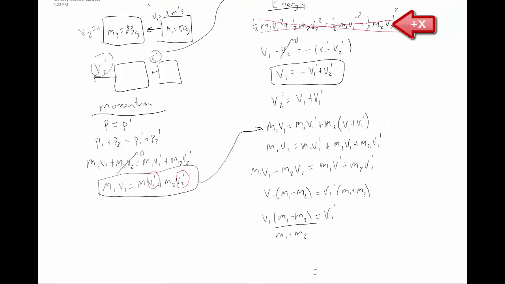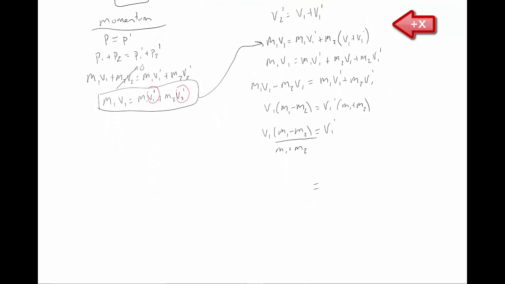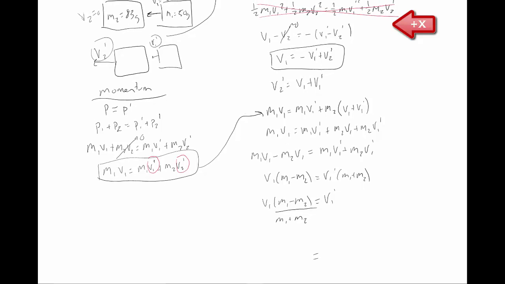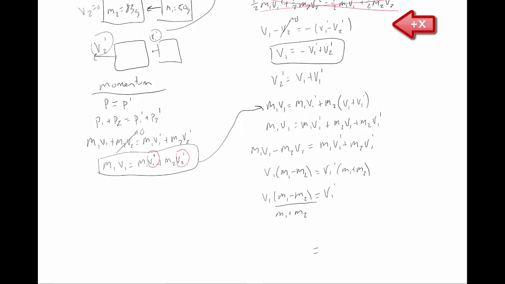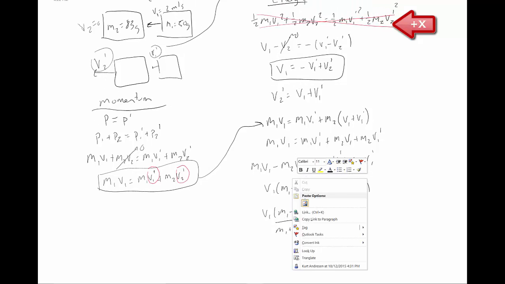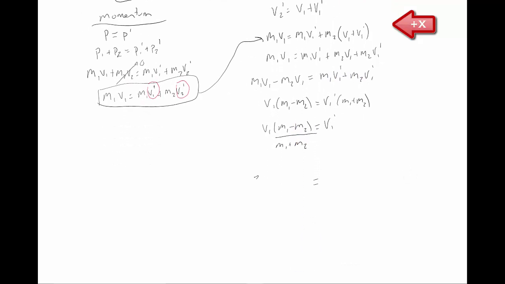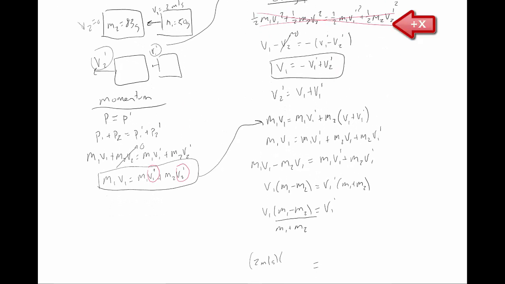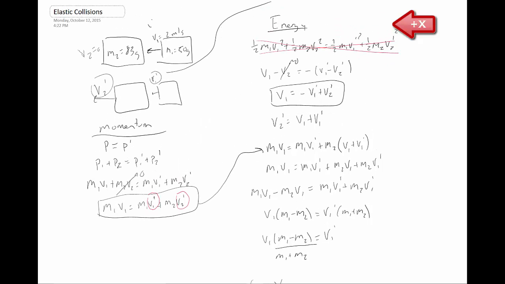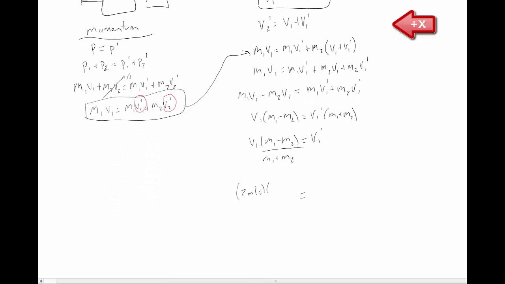It turns out in this special case, I actually don't even need to convert my grams to kilograms because I'm dividing grams by grams. So I'll just keep it in those units. So we get, if we have 2 meters per second for the initial velocity, and then which one's the heavier one, M1 or M2? So we get 50 minus 83 divided by 50 plus 83. And that's equal to V1 prime.